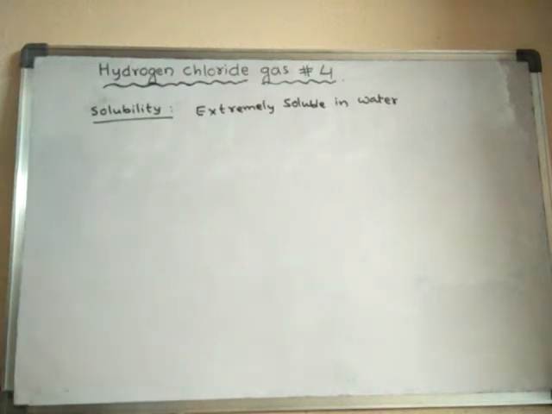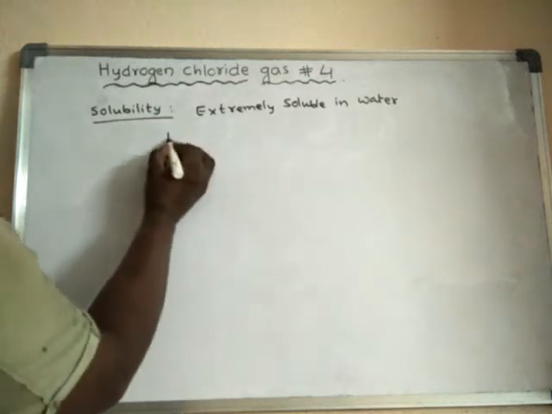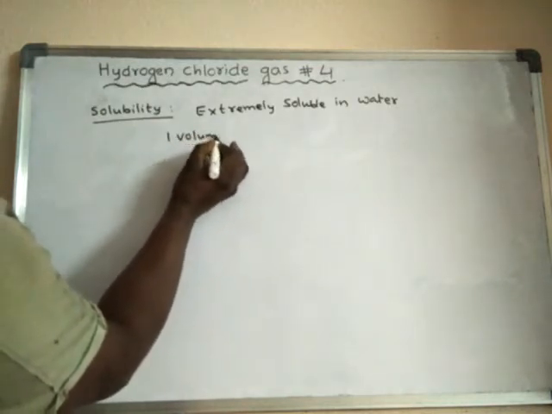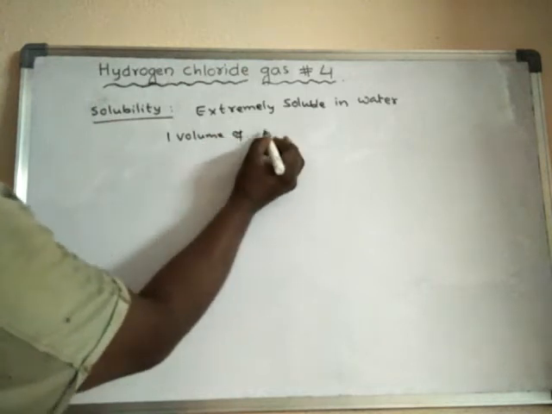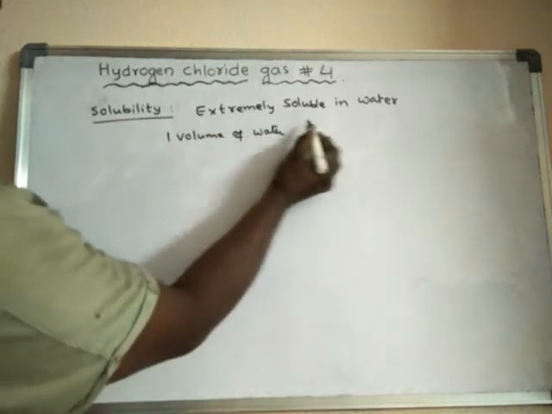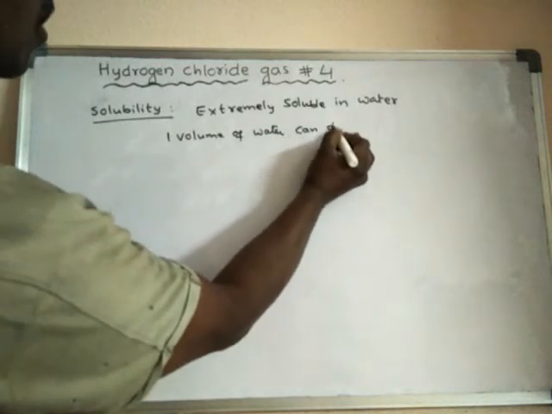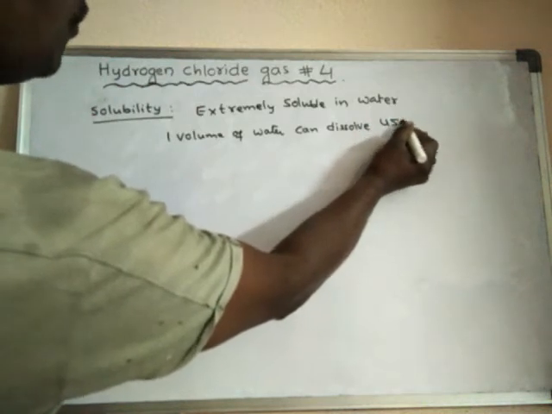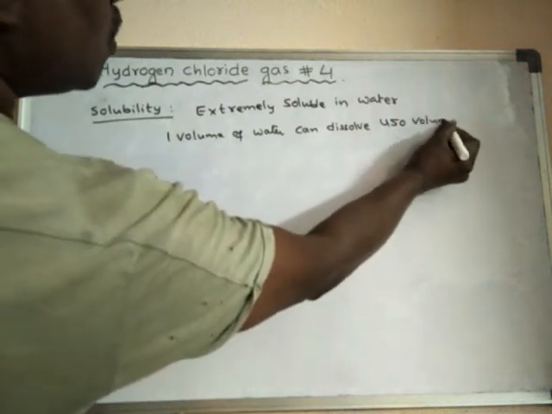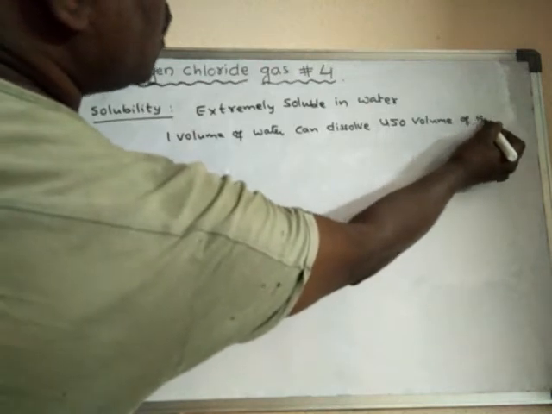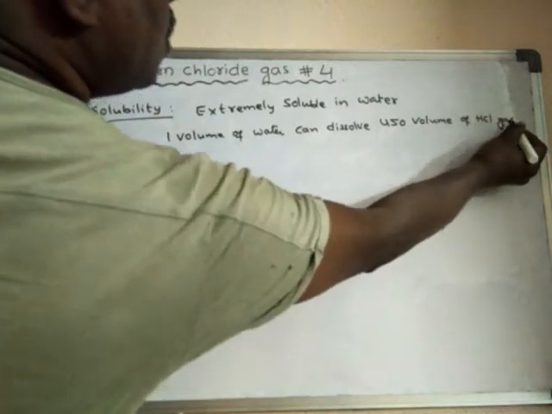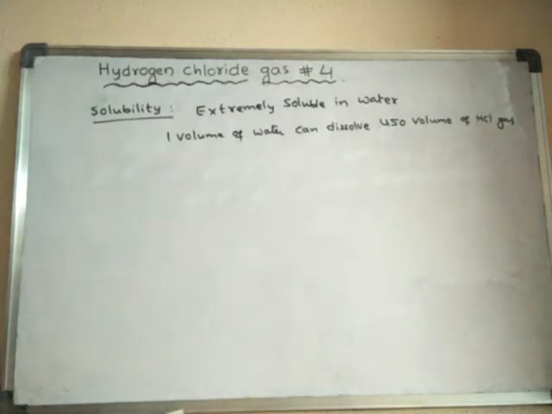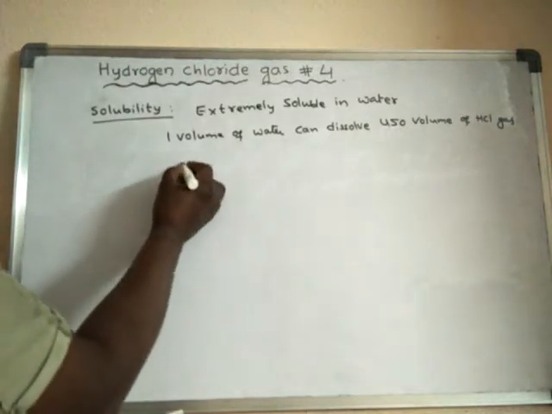For example, one volume of water can dissolve 450 volumes of HCl gas. 450 volumes of HCl gas can dissolve in it. Okay, so that much.